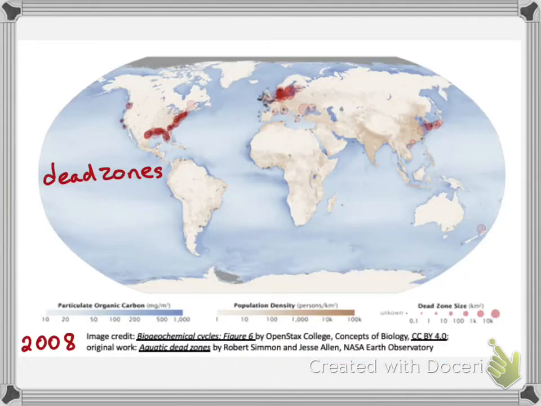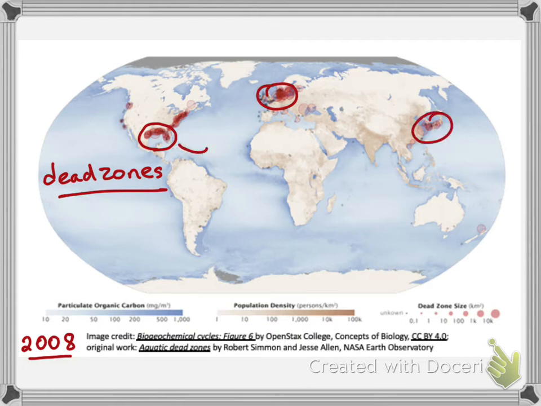Regions of lakes and oceans that are depleted of oxygen due to a nutrient influx are going to be called dead zones. The number of dead zones has increased for several years, and more than 400 of these zones existed in 2008. One of the worst dead zones is off the coast of the United States in the Gulf of Mexico. And as you can see in this figure, dead zones are actually found in high areas of industrialization.